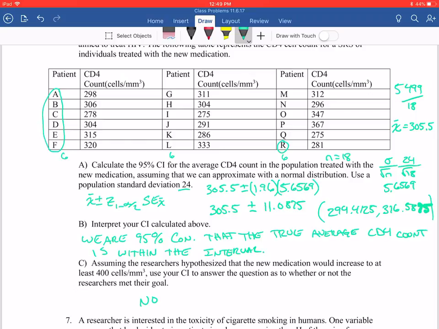Why didn't we reach it? Because our 400 value is not within the interval. So we did not reach our hypothesized goal of 400 CD4 cells.